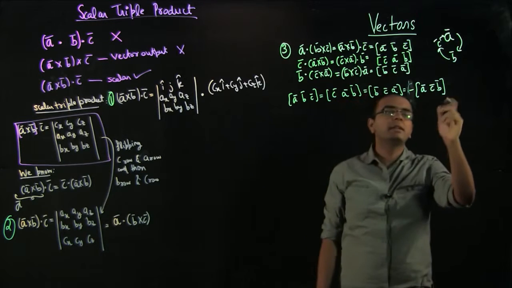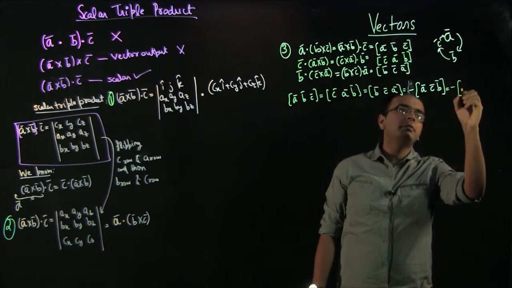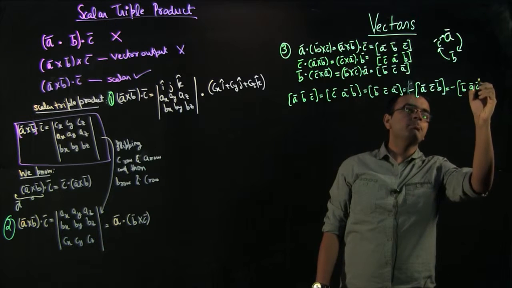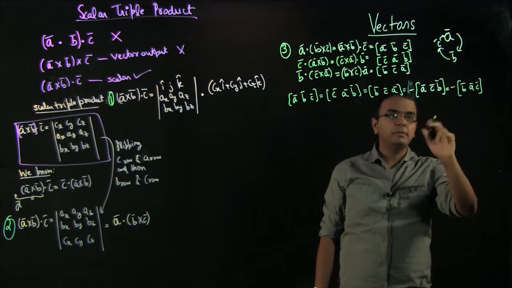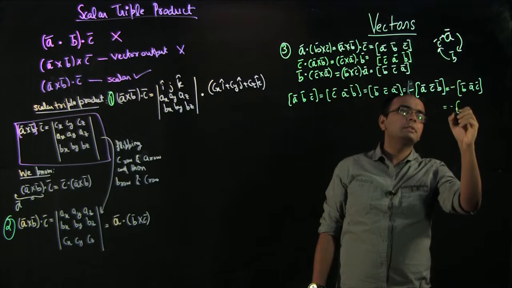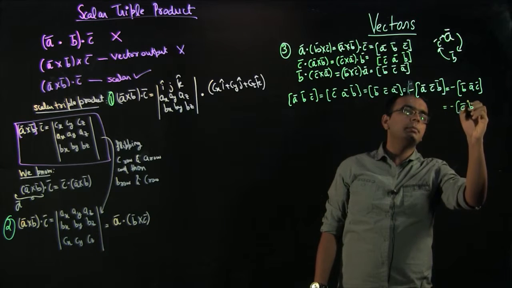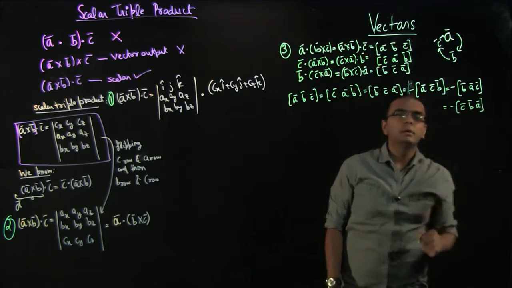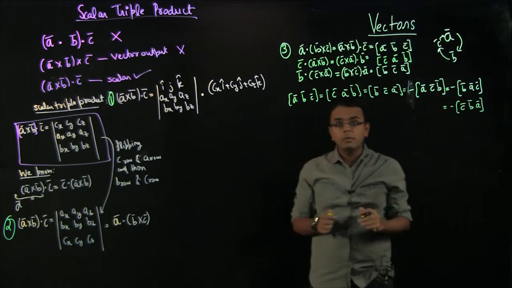And now here you can again make the cycle. This is equal to minus [B A C]. Again the cycle is now ACB, not ABC, and it is equal to minus [C B A]. Okay, so this is a very, very important property.